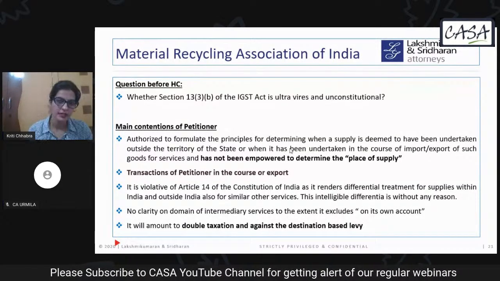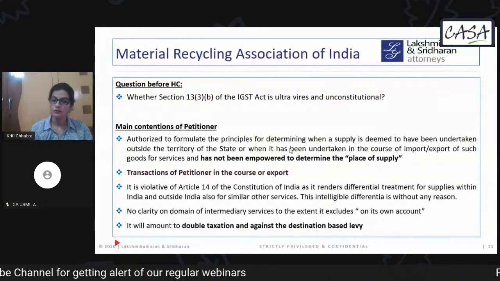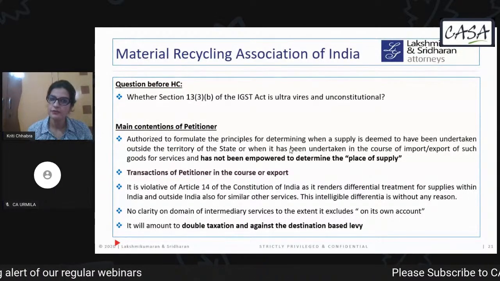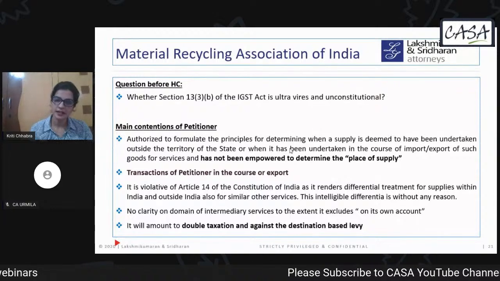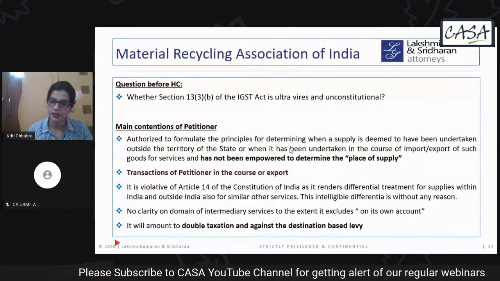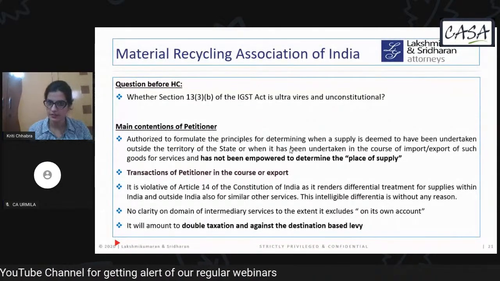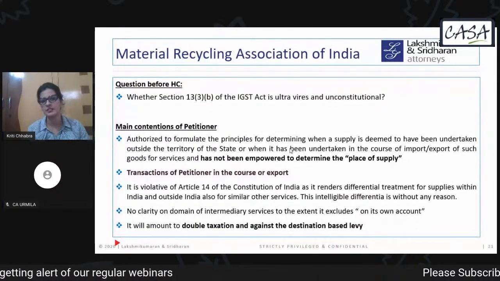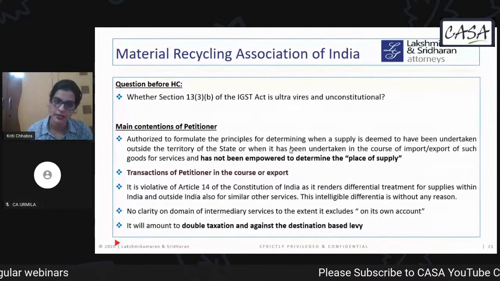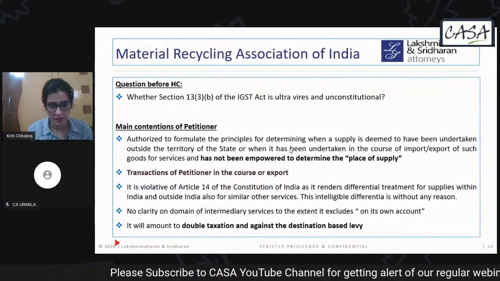And the last argument he made was that these kinds of services or taxation practice would create double taxation in the hands of the recipient. Why? Because India is also levying tax on such an activity, and probably the recipient located outside India may have to pay tax under RCM on such activities. Therefore, this is nothing but double taxation, which is against the Constitution of India. So these were the primary arguments made by the petitioner.